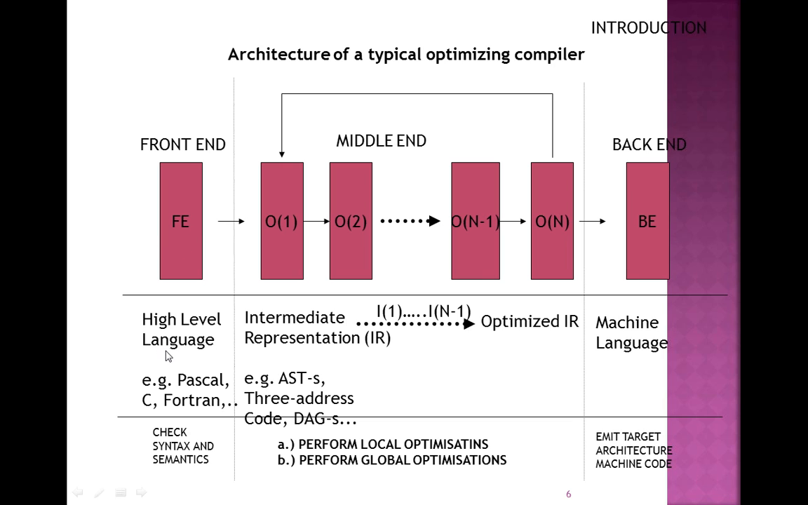The front end takes a high level language, for example Pascal, C, Fortran, and checks syntax and semantics. Then there is a middle end, that is your mediator. There are inputs O1, O2, On-1, On, an intermediate representation, for example AST, 3 address code, DAG, that performs local optimization and global optimization. Then there is a back end, that is at the machine language stage, which emits the target architecture machine code.